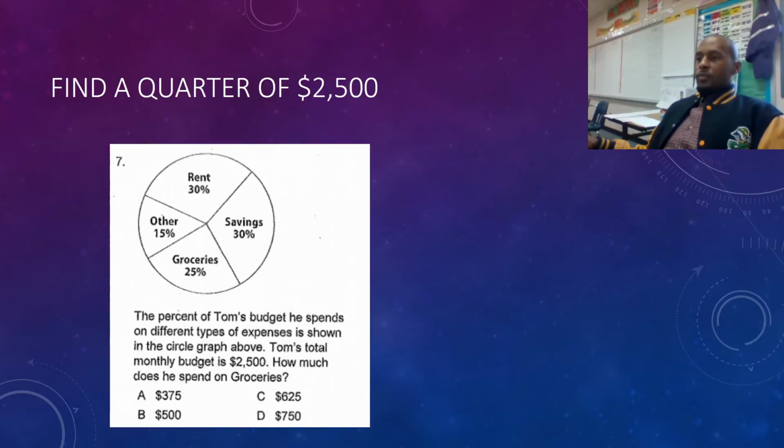All right, so Tom has a budget of $2,500. How much does he spend on groceries? All we need to do is look at groceries. Groceries is 25%. So I need to find 25% of his $2,500 budget. I'll find a quarter of that. So 2,500 over 1 times a quarter, which is 1 over 4. Multiply straight across. So I end up with 2,500 divided by 4.